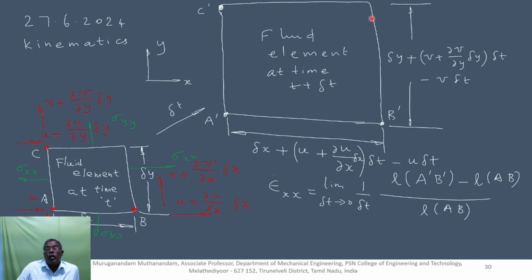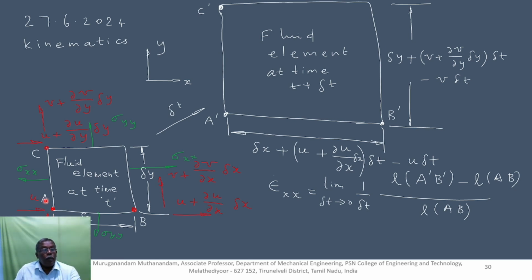Volume change. What is the final distance between the points A and B? Delta x plus u, which is the velocity of the fluid particle at point A.